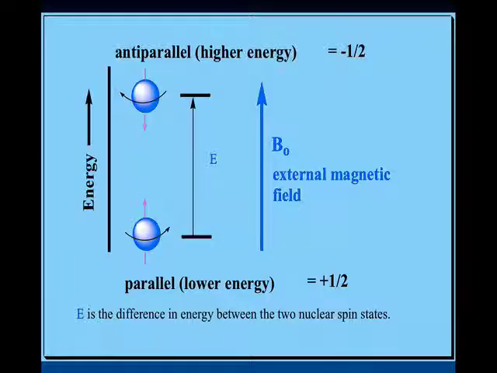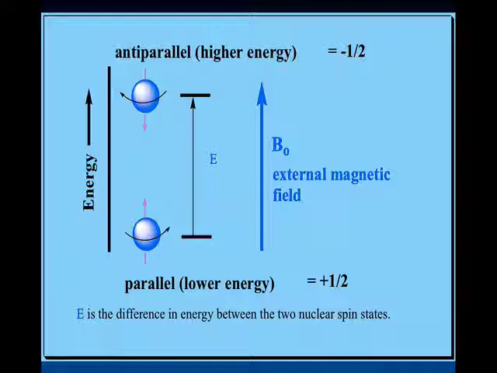For example, the lower energy is when the spins are aligned. So this is the direction of the magnetic field. Notice the spin aligns with it. That's lower in energy. Opposing the magnetic field is higher in energy. It's either here or here. Can't be anywhere in between. And this is an energy difference. Now the spin quantum numbers that they use for this are either plus 1/2 or minus 1/2 for a proton.